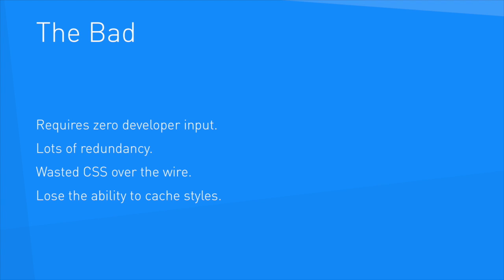Lots of redundancy again. A lot of the CSS that gets written, even just into the view, isn't actually going to get used. So 50% of the theming or the customization declarations will just have strike-throughs in Inspector, which means, yeah, wasted CSS over the wire. Another problem is we lose the ability to cache these styles.